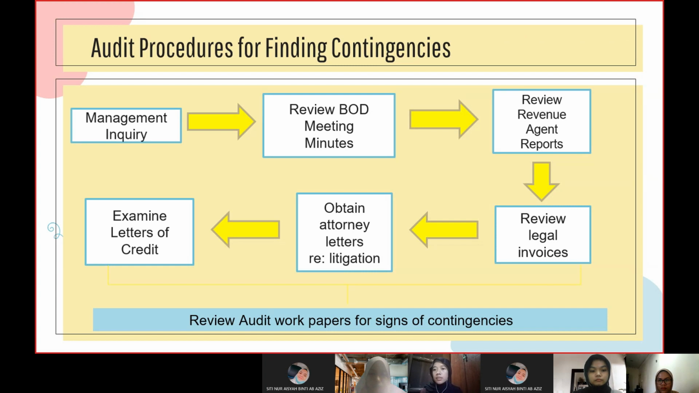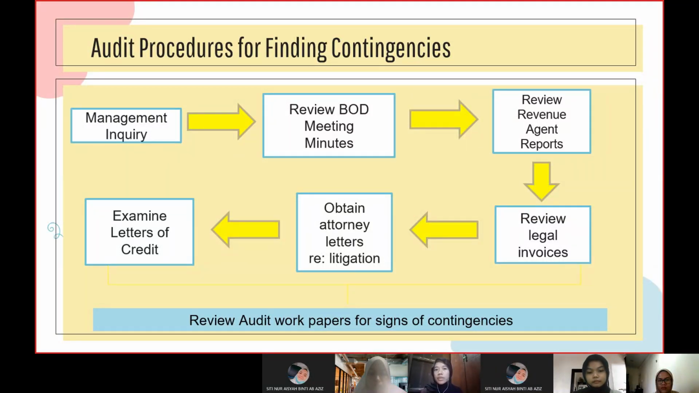Third, we will see reviewing the revenue agent's report. We need to review the current and previous year annual reports and the current and previous year internal revenue agent reports for income tax settlements, so that we can see the differences between the current and previous year.